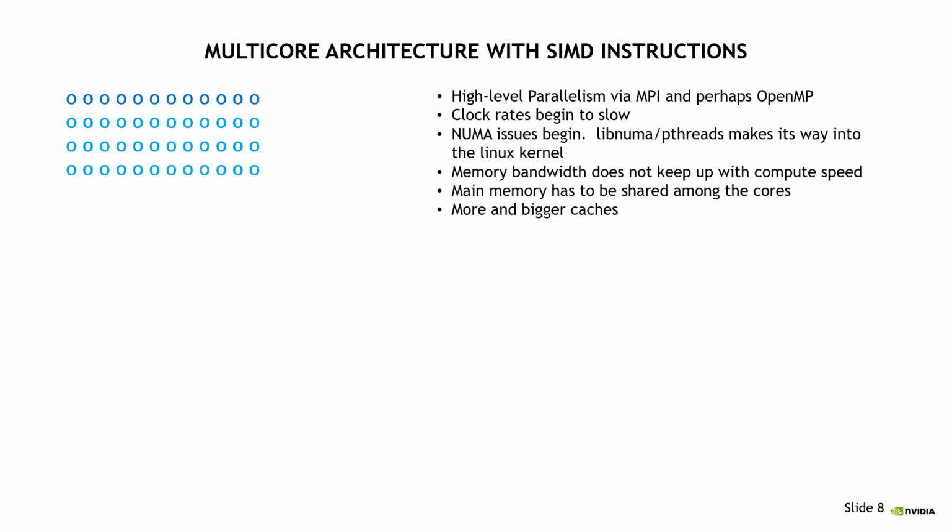And the way that the CPU manufacturers dealt with that was to make more and bigger caches for each core. So the L1 cache sizes increased. They added more levels, L2, L3, and all to deal with data locality and the lack of memory bandwidth.